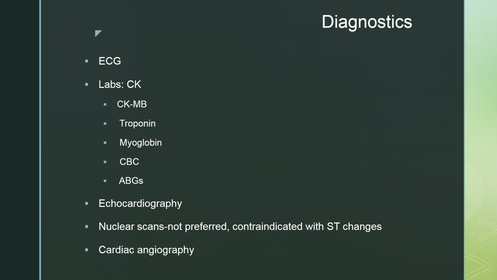Nuclear scans are not preferred, because the last thing we want to do is lay you flat on a table and take pictures and throw radioactive dye into you when you're having a STEMI. And then, of course, cardioangiography, where we can go in and look at the vessels.